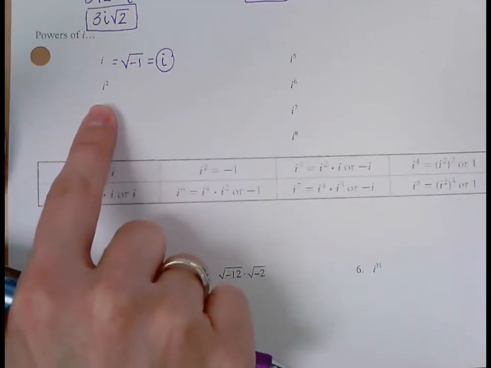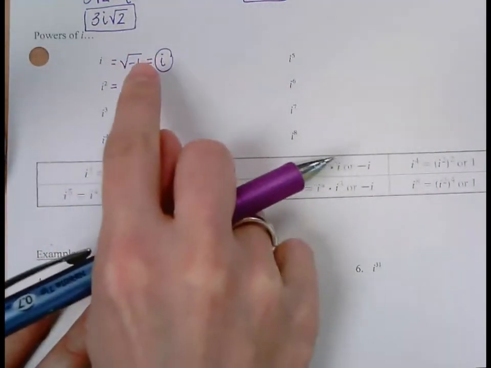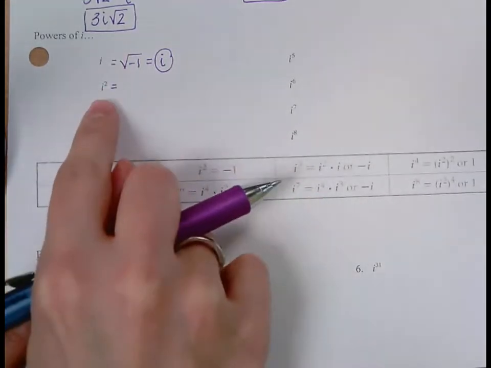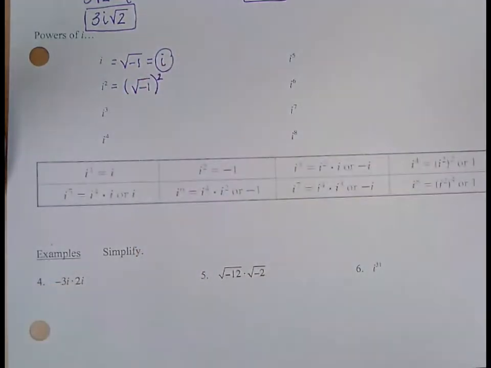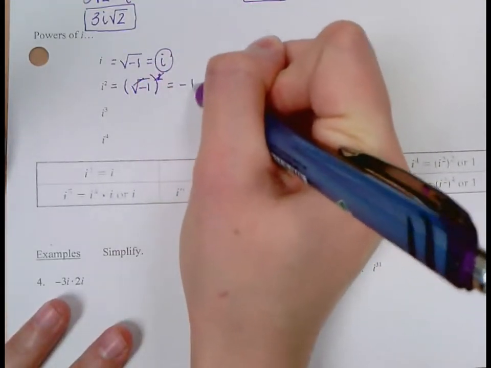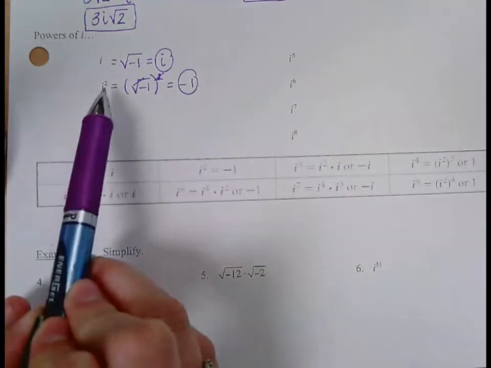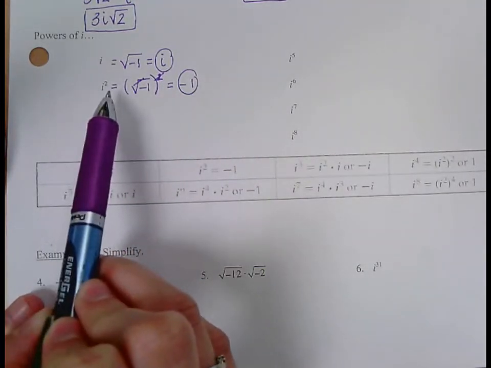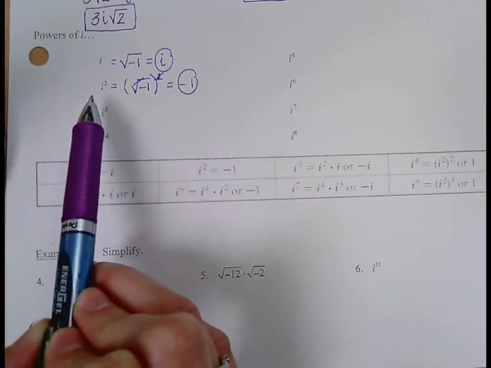If you have i squared, we know i is the square root of -1. So i squared really represents the square root of -1 squared. What happens when you square a square root? They cancel out, meaning i squared is just -1. So i squared is a real number. It's -1. That means anytime i squared is in your answer, you need to replace it with -1 and then simplify. So you cannot leave i squared in your answer.